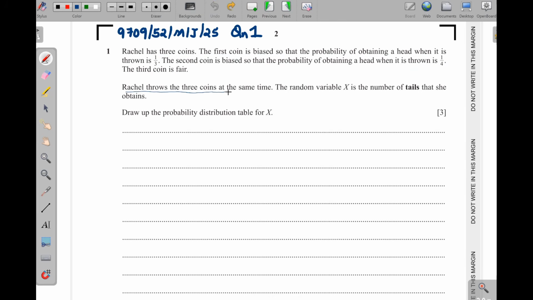Rachel throws the 3 coins at the same time. The random variable x is the number of tails that she obtains. Draw up the probability distribution for x. I'm going to draw a probability tree diagram here.